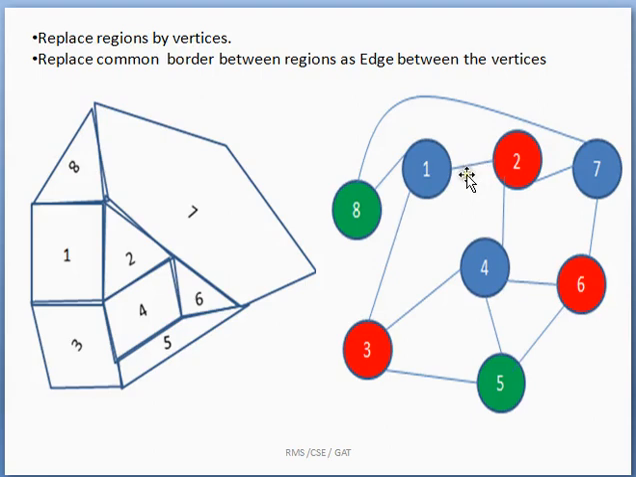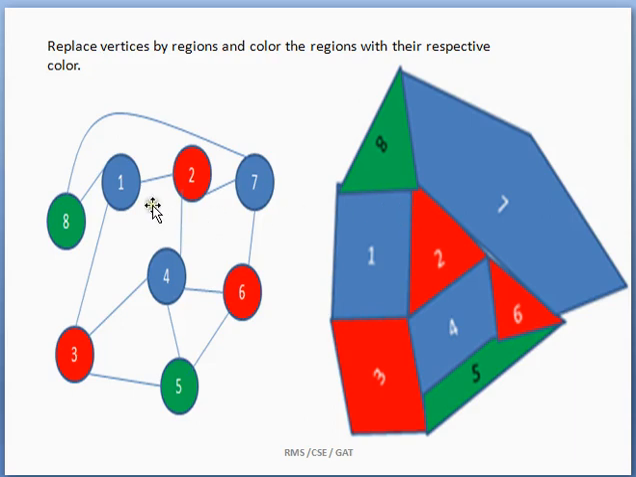After coloring the graph, color the respective regions with the vertex colors. For example, vertex 1 has blue color, so region 1 should be blue. Vertex 6 is red, so region 6 is red. Vertex 5 is green, so region 5 is green. Like this, we color the respective regions according to the colors of the vertices. Now this map is properly colored, so that we can easily identify the different regions without any confusion. This is a very good example application of graph coloring.